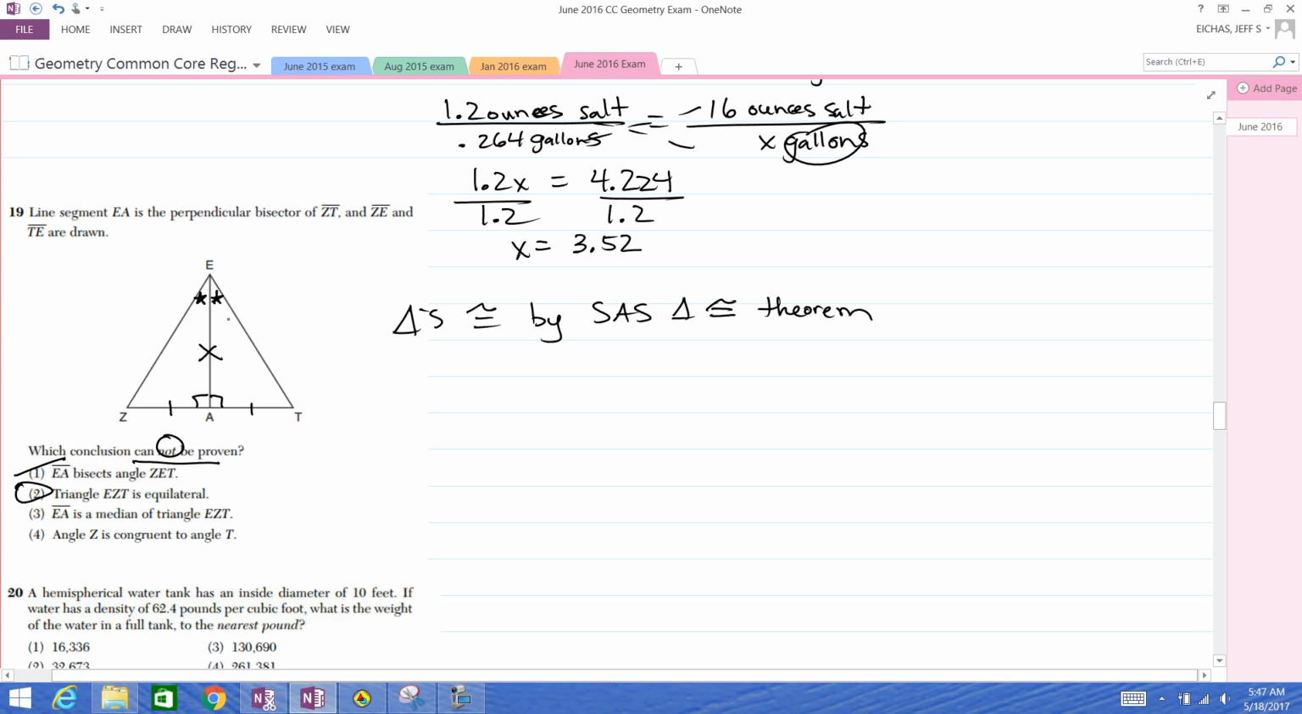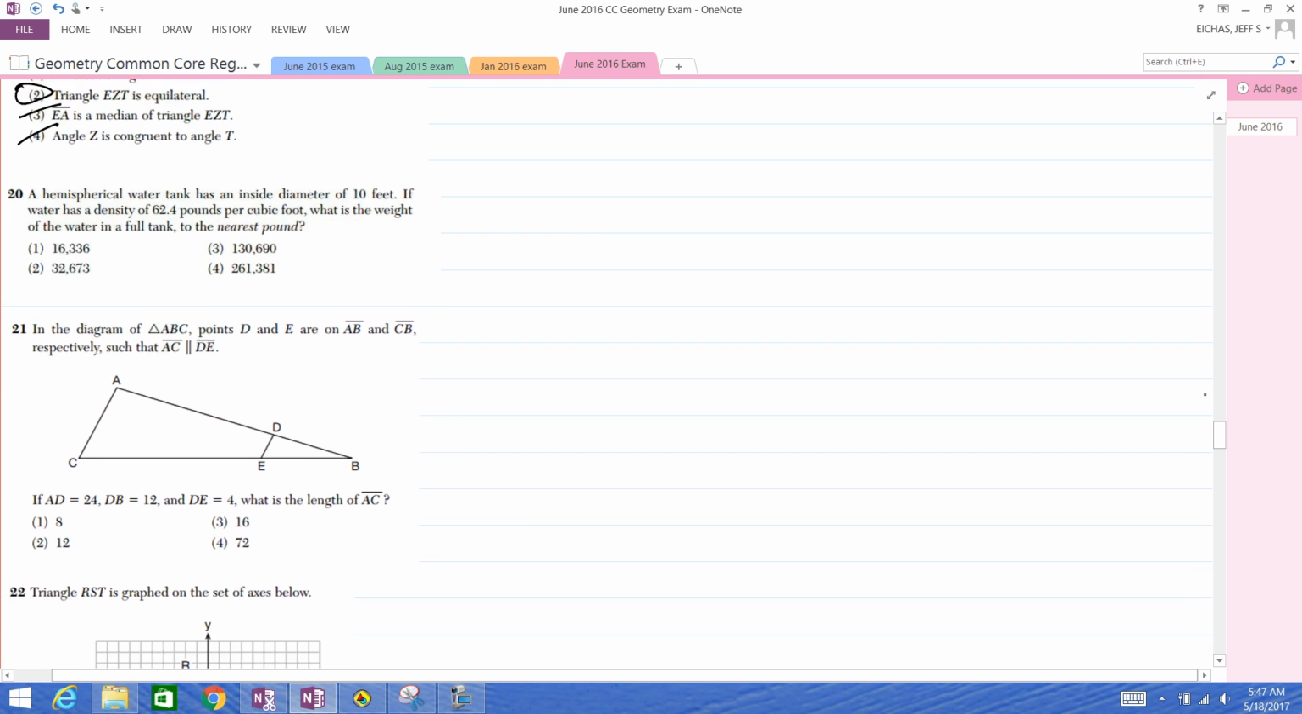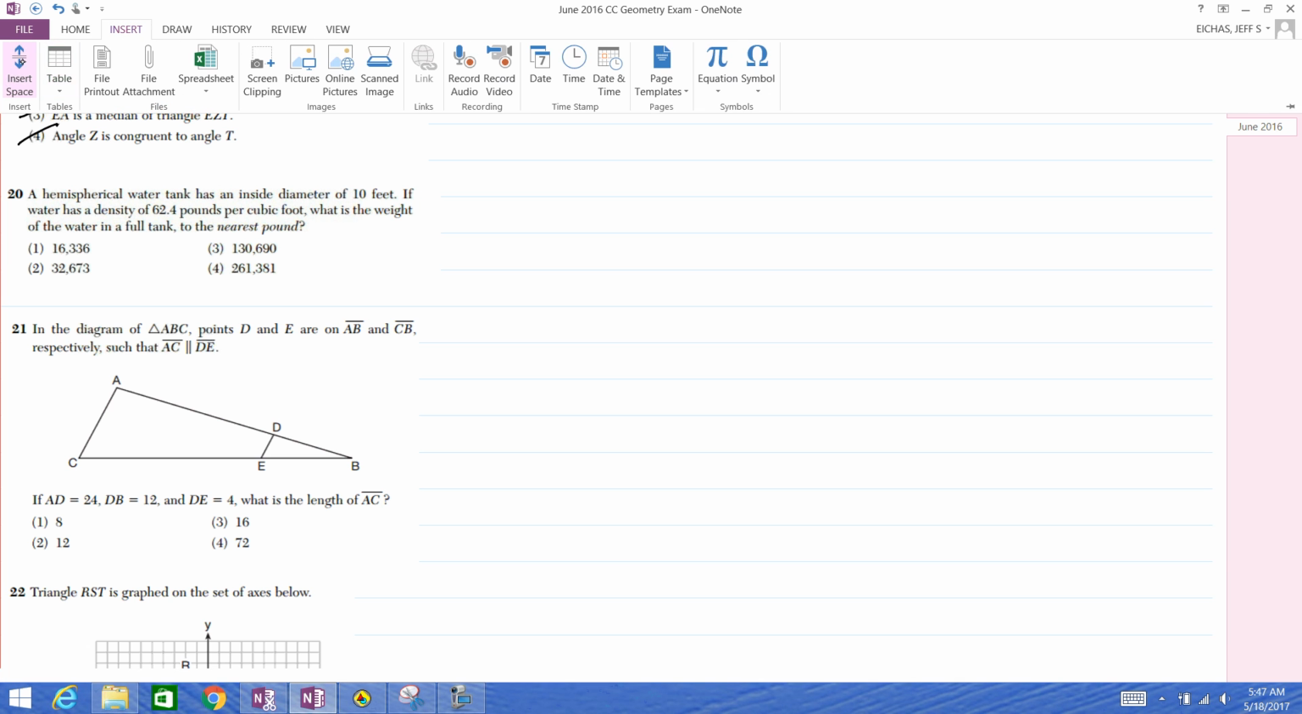EA is the median, means it goes from the vertex and hits the midpoint. We're going to easily prove that that's the midpoint. So that one's true. Angle Z is congruent to angle T. Yes. Corresponding parts of congruent triangles are congruent. So that's easily proven. Okay, choice 2.